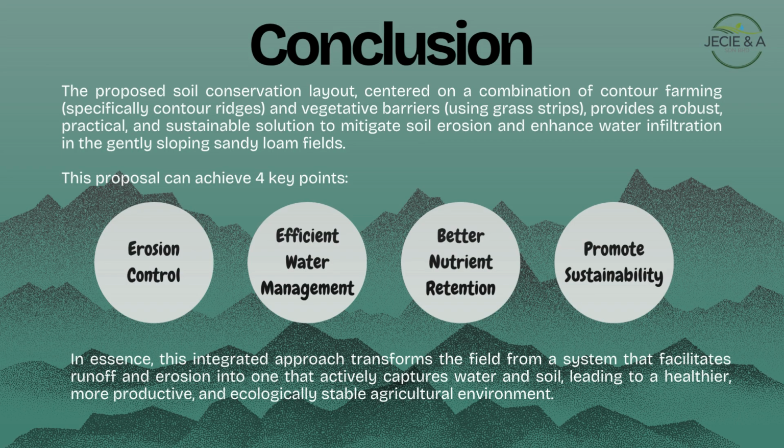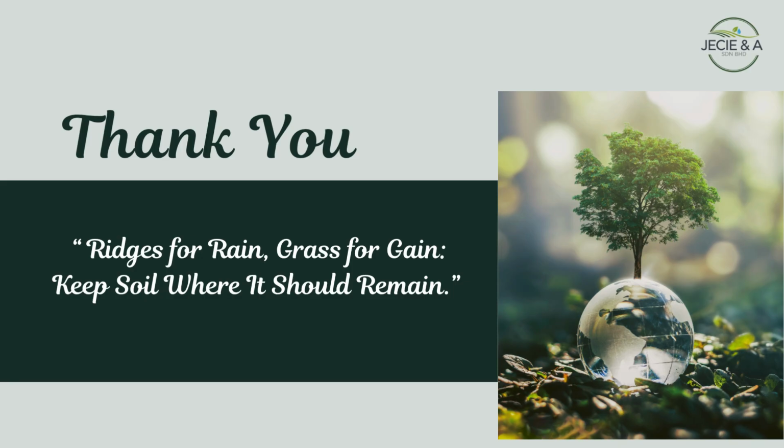In essence, this integrated approach transforms the field from a system that facilitates runoff and erosion into one that actively captures water and soil, leading to a healthier, more productive, and ecologically stable agricultural environment. Rains for rain, grass for gain, keep soil where it should remain.